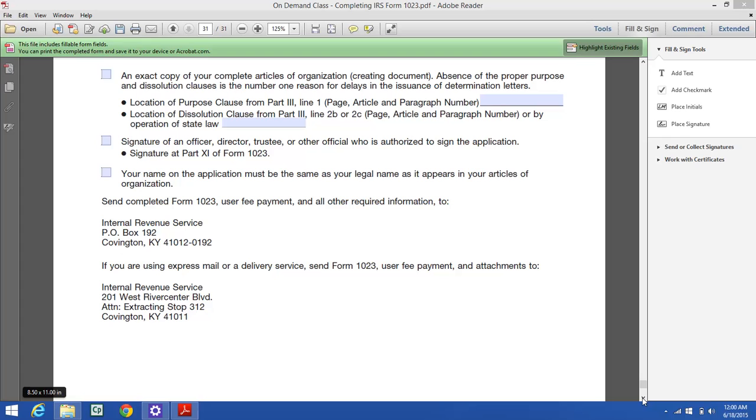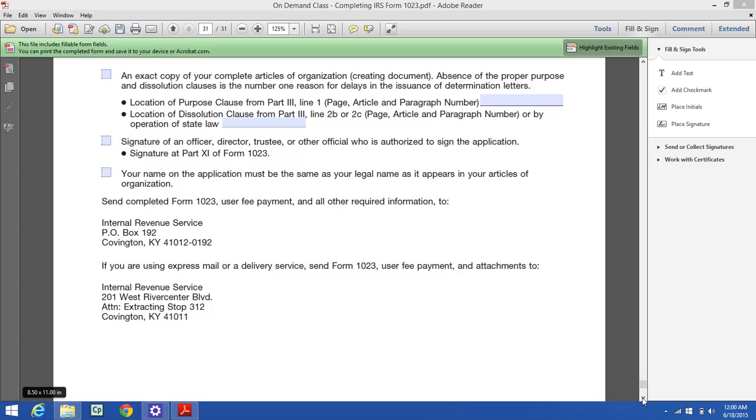And then you want to mail your Form 1023, your user payment, and all of the attachments to the address: Internal Revenue Service, P.O. Box 192, Covington, Kentucky 41012-0192. If you want to use express service, the address for that is listed here too.